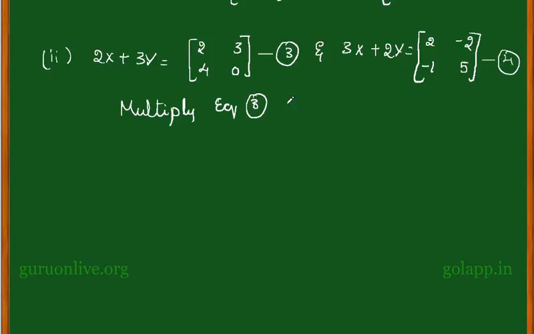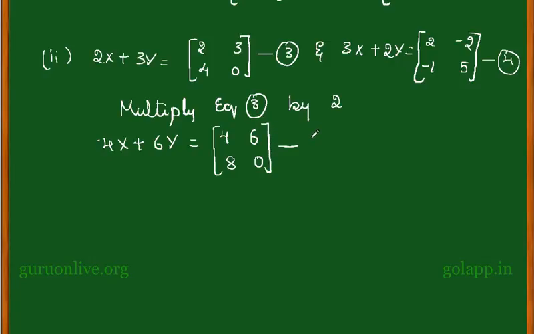Equation 3 by 2. So I get, in LHS, 2 into 2x plus 3y, which is 2 into 2 is 4x plus 2 into 3y is 6y, is equal to 2 into 2 is 4, 3 into 2 is 6, 4 into 2 is 8, and 0 into 2 is 0.